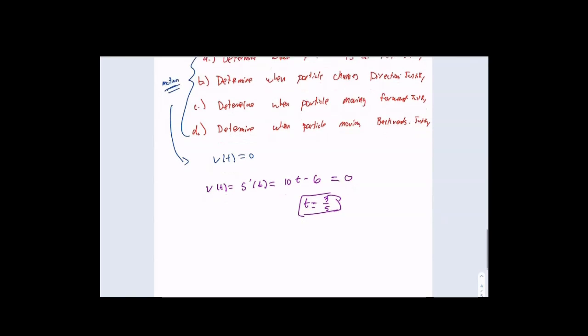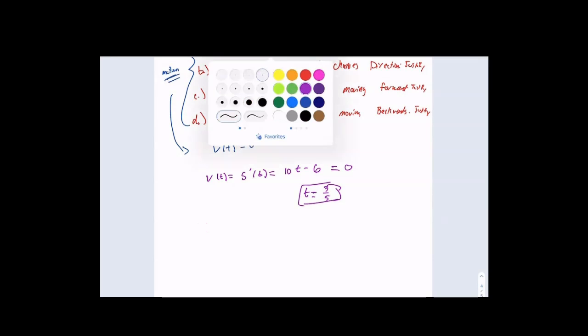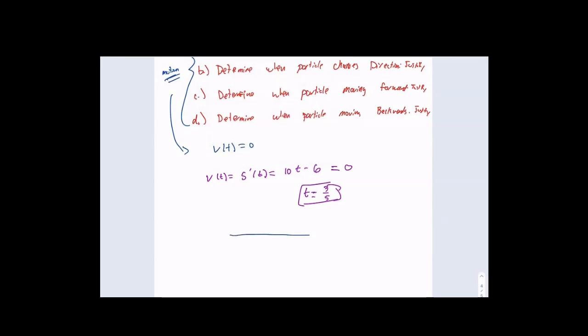And that's actually going to be our first answer. That's the only one. So to answer question A, I'm going to answer all the questions actually at the end. Next thing I do is I set up my number line with 3 over 5.